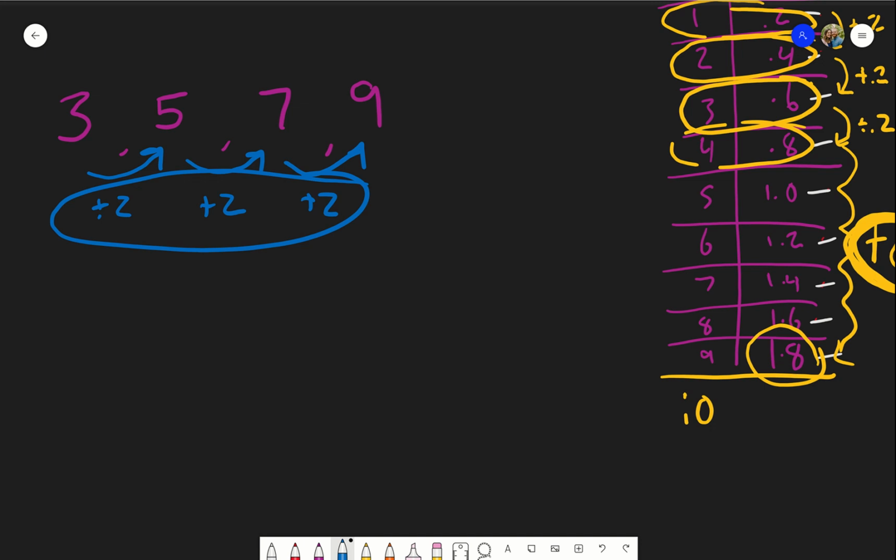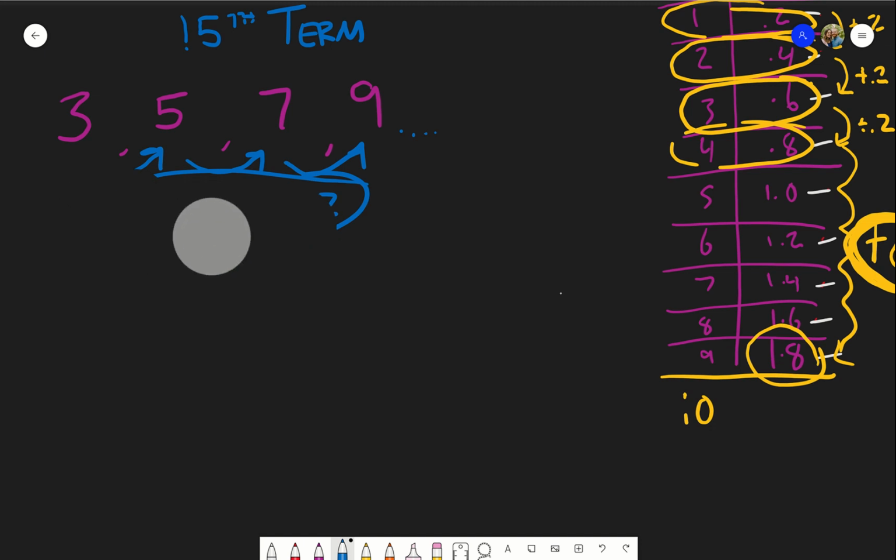Now, what if I said I want the 15th term of this sequence? But I don't want you to write out 15 different terms. Okay, don't write out 15 terms. We are going to figure out how to get the 15th term using math, because it's math class, and we do math.